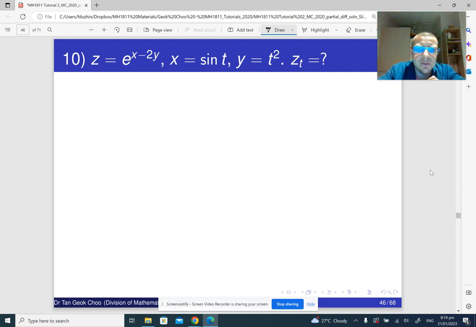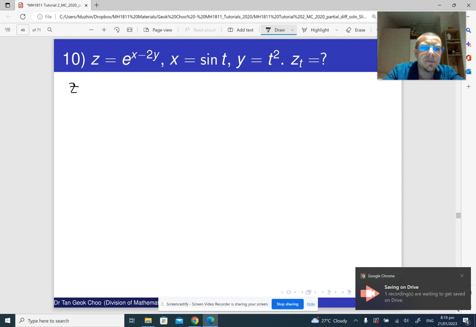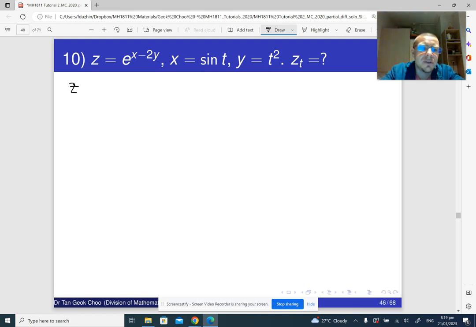And so the chain rule for a function of two variables looks like this. Strictly speaking, it is just a usual derivative of z with respect to t. It's not a partial derivative. So the derivative of z with respect to t is the derivative of z with respect to x times the derivative of x with respect to t plus the derivative of z with respect to y times the derivative of y with respect to t.